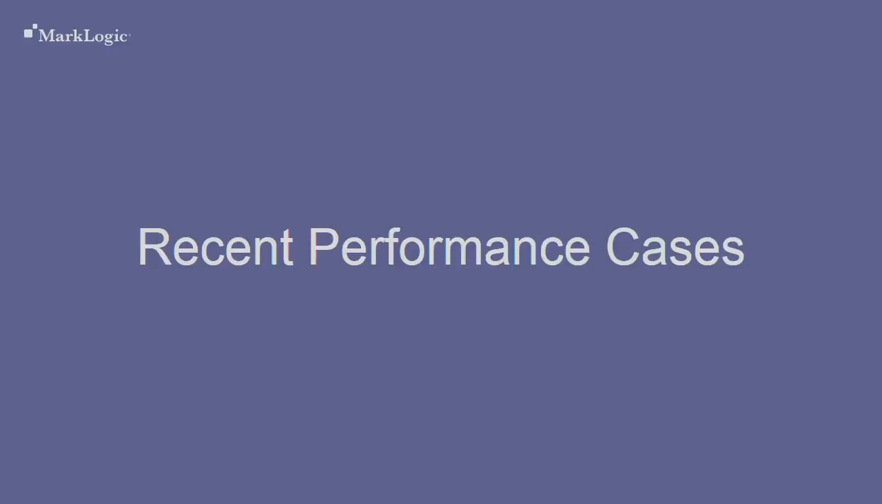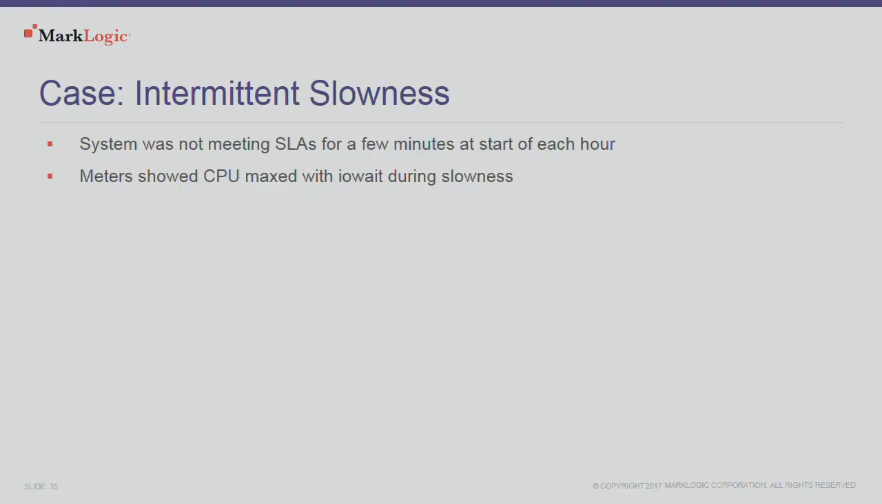I'm going to run through a few recent performance cases. These are in no way representative. They're mostly chosen for entertainment value, but we'll go through these and see what's there. So first we have a case of intermittent slowness. So in this case, the system was not meeting its SLAs for a few minutes at the start of each hour. At the top of the hour, there were a few minutes where it was just slow.